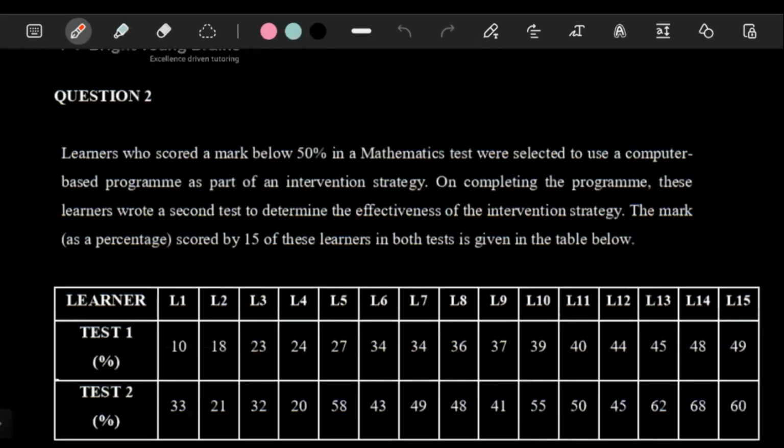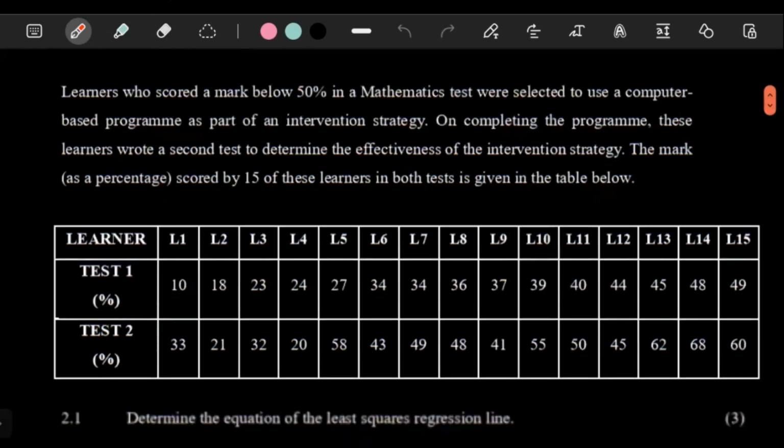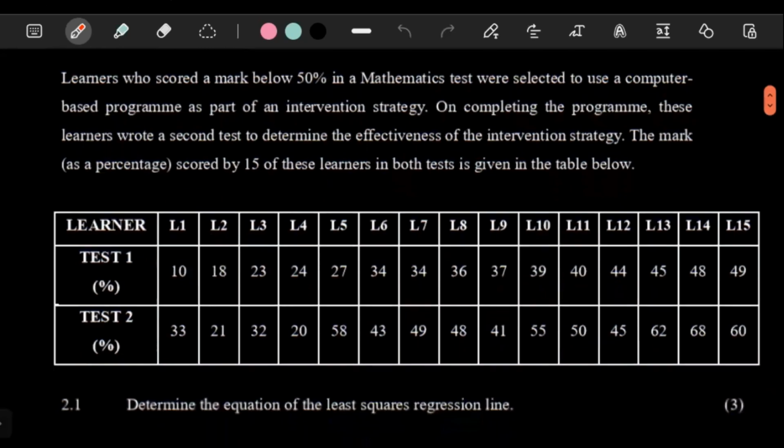Okay, question number 2 says the following. Learners who scored a mark below 50% in the mathematics test were selected to use a computer-based program as part of an intervention strategy. This seems very familiar. It says, on completing the program, these learners wrote a second test to determine the effectiveness of the intervention program. The mark as a percentage scored by 15 of the learners in both tests is given in the table below.